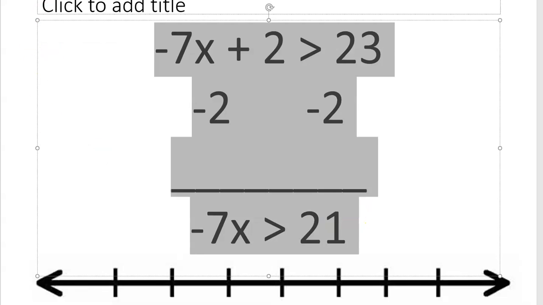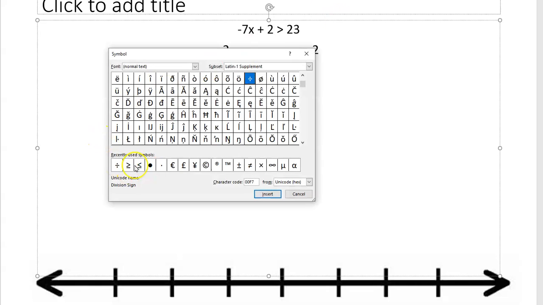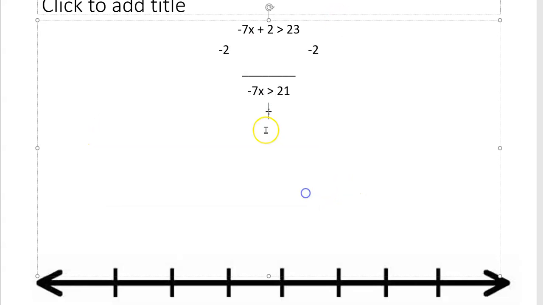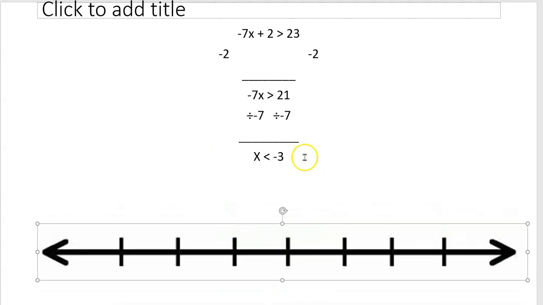Change the font so you can see this a little bit better. And when I divide by negative 7 on one side, I have to do it to the other. And that gives me x. I divided by a negative, so the greater than becomes a less than negative 3. And that's how you do it.